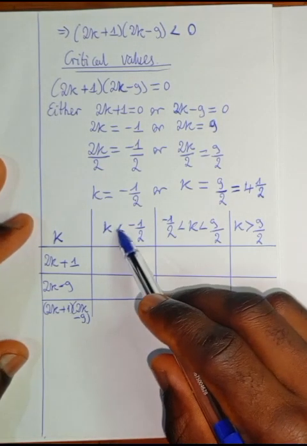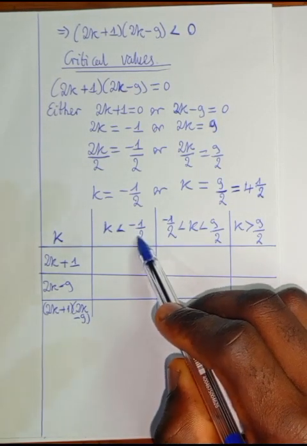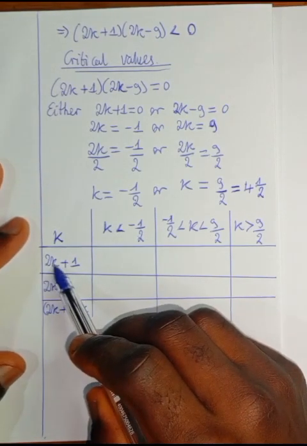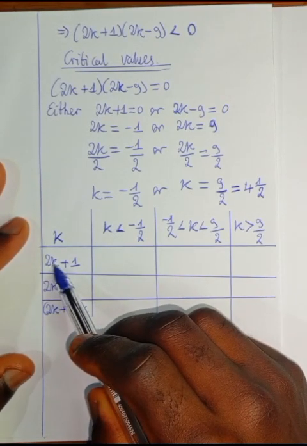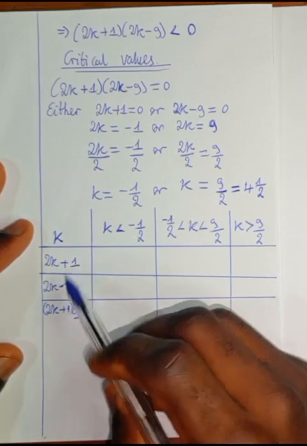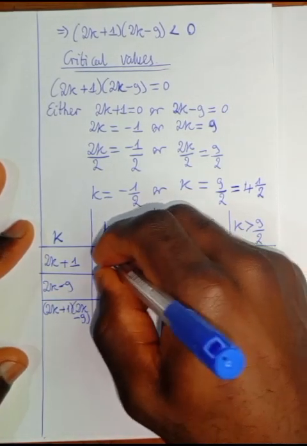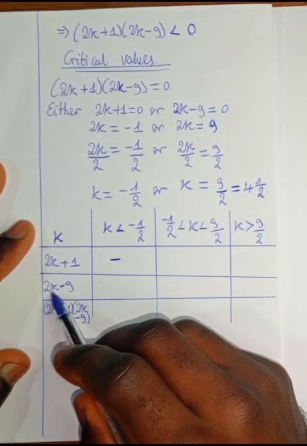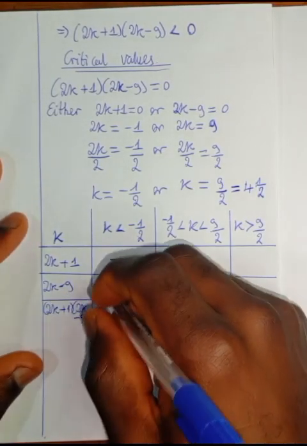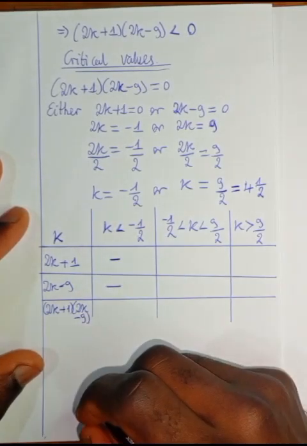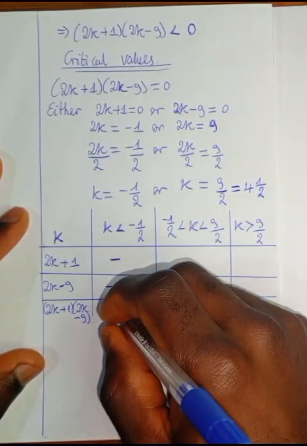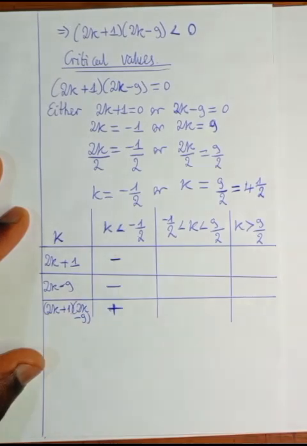We take k less than negative half. Let's take k to be negative 10. 2 times negative 10 gives us negative 20. Negative 20 plus 1 gives us negative 19. The sign is negative. 2 times negative 10 gives negative 20. Negative 20 minus 9 gives negative 29. The sign is negative. Negative times negative gives us positive when we take their product.